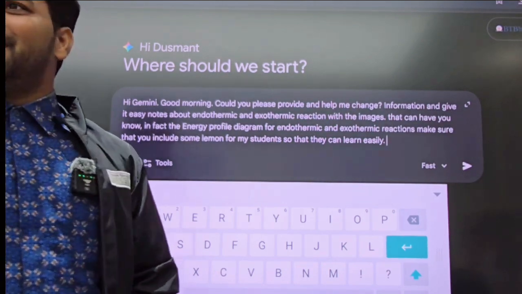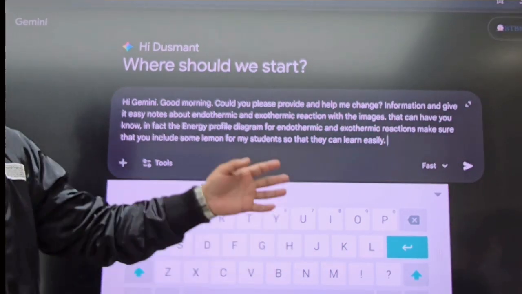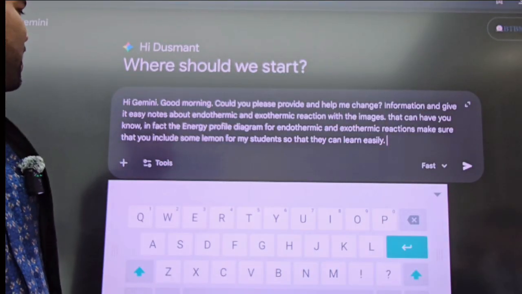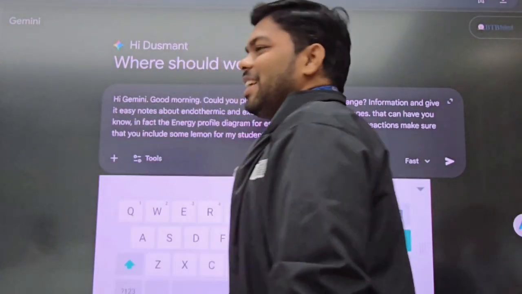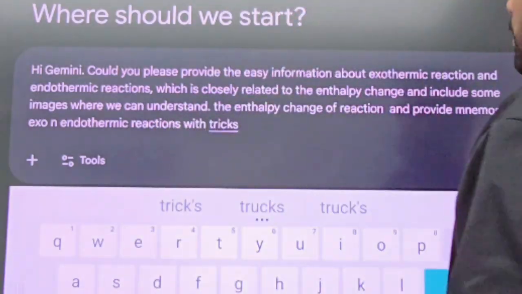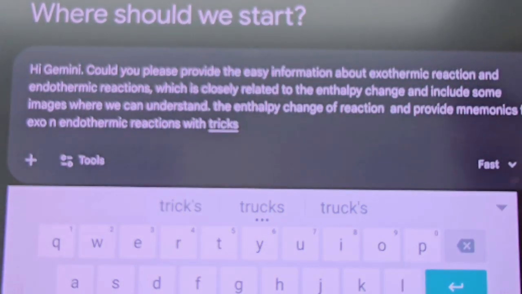So you're at IB curriculum? It will give enthalpy change. So where's the lemon? Where? There's some lemon. And then let's search. Okay.